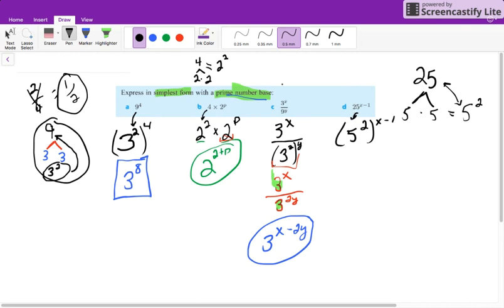25 is 5 squared. All right, now here we do have a power to a power, but we have both the x and the minus 1. So just make sure that when you're multiplying, you're multiplying the 2 into both of them. So then it becomes 5 raised to the 2x minus 2. All right, and that would be your final answer. There's nothing else that you can do with that. We have a prime number base, we simplified it, and that would be all.